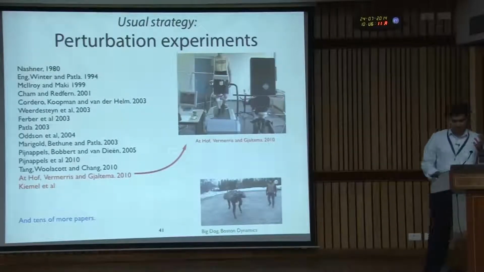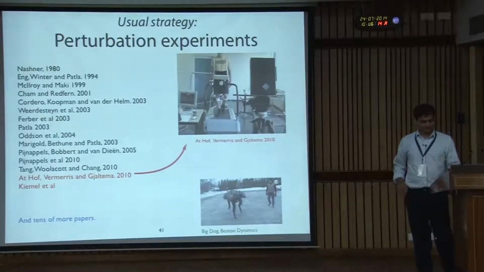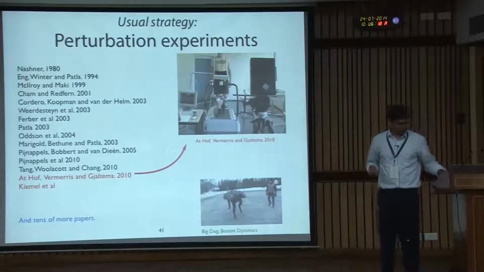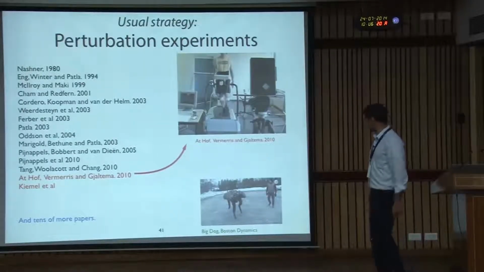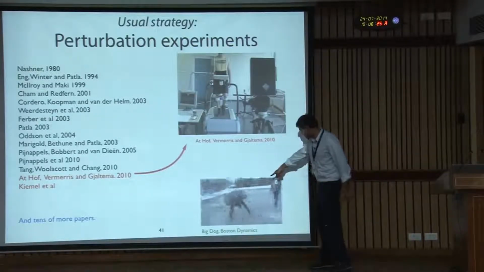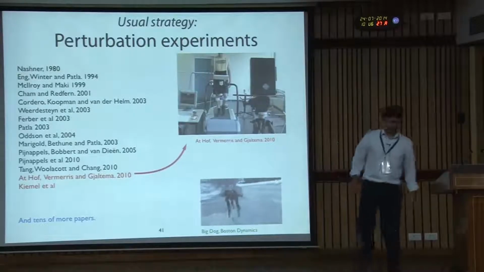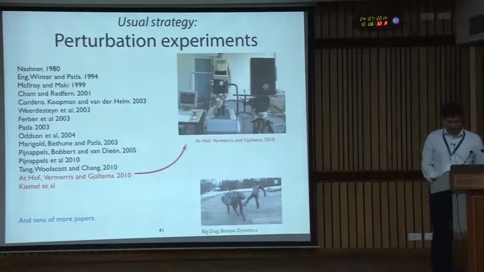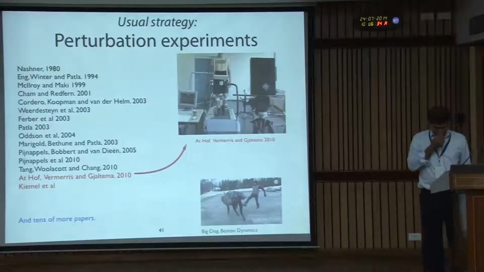How would you go about determining how people actually stabilize walking? You essentially probe the dynamical system, and the way you probe the dynamical system is to do perturbation experiments. This is a very famous perturbation experiment. I don't know if people can see it. Someone kicking a big robot. That's a robot, not a horse. It's robot abuse, not horse abuse.